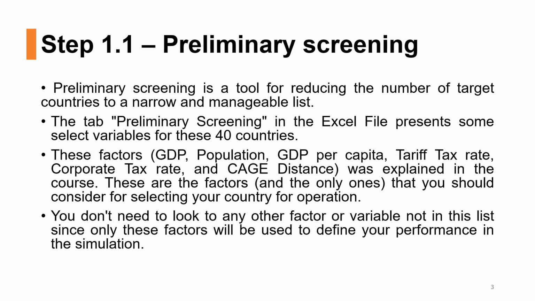The first step in this stage is to do the preliminary screening. The objective of this substep is to reduce the list from 40 countries to just 4. The reduction is necessary because analyzing all the 40 countries in detail would be time-consuming and inefficient. To do this, you use the Preliminary Screening tab in the Excel file, applying specific filters to narrow down the selection.